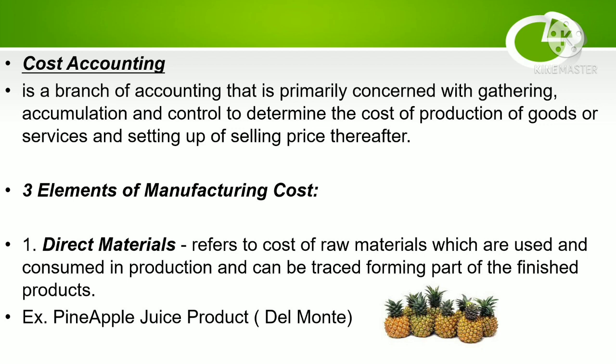So direct materials refers to cost of raw materials which are used and consumed in production and can be traced forming part of the finished product. So ang akong example diri ang pineapple juice sa Del Monte nga company. So of course, kung magbuhat og pineapple juice, imong direct materials of course is pinya.